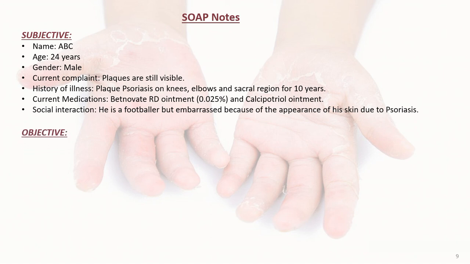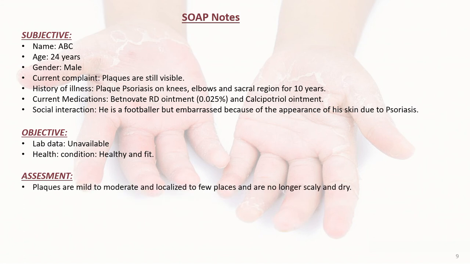Now the second part is objective. The lab data was not available, but the health condition described in the question was good, and he was healthy and fit as he plays football. And now the assessment: we can see that there is no such severity still, and plaques are present on different areas of the skin other than knees and elbows, but they are localized, and they are mild to moderate. And not scaly and dry, because Betnovate RD ointment and calcipotriol were effective, but he wants all the marks on the skin to be removed.